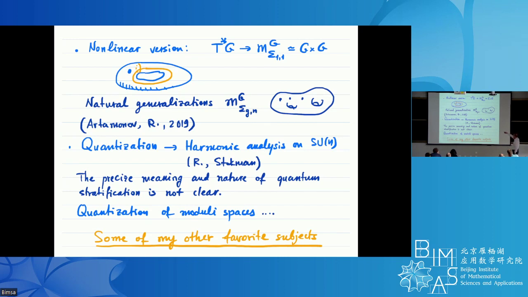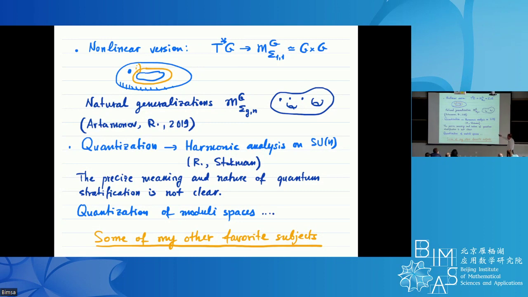So then there are natural generalizations. You can consider any surface with any number of punctures. There are some superintegrable systems there. The stratification for this system is unknown. It's a very interesting problem.